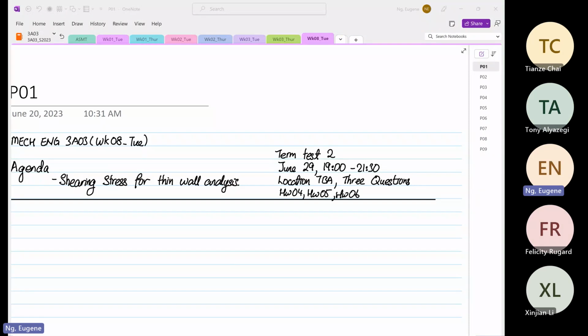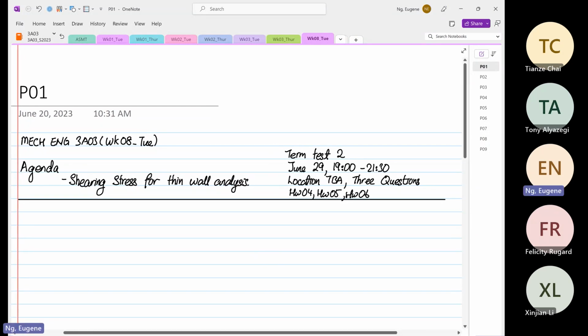Welcome to 3A03, week 8, Tuesday. The agenda for today, we're going to go into shearing stress for thin wall analysis. Okay, so we have done non-thin wall last week. This week, we're going to focus on thin wall analysis.